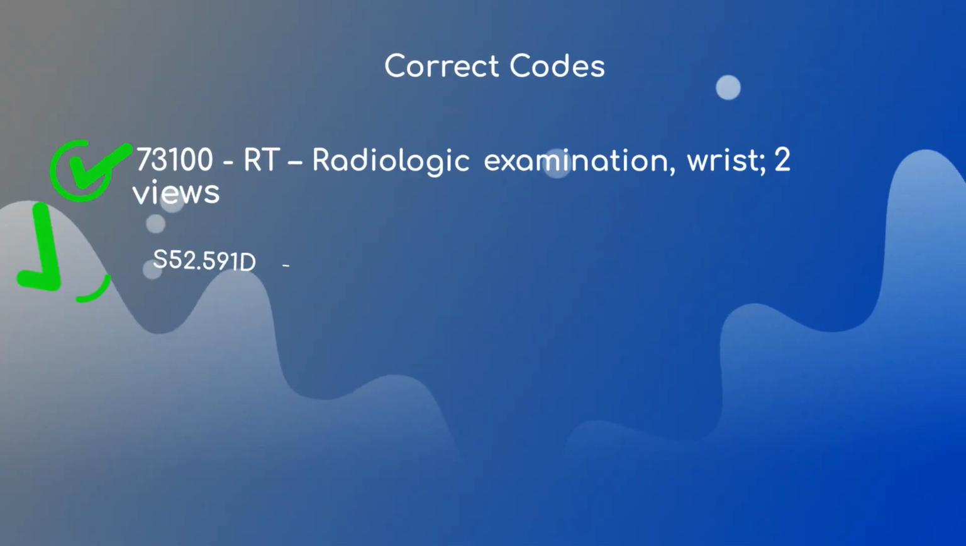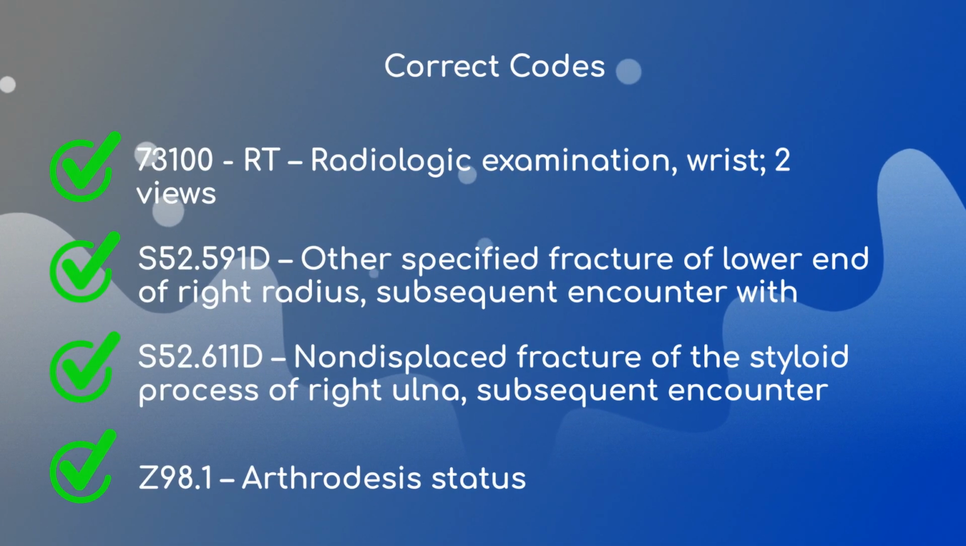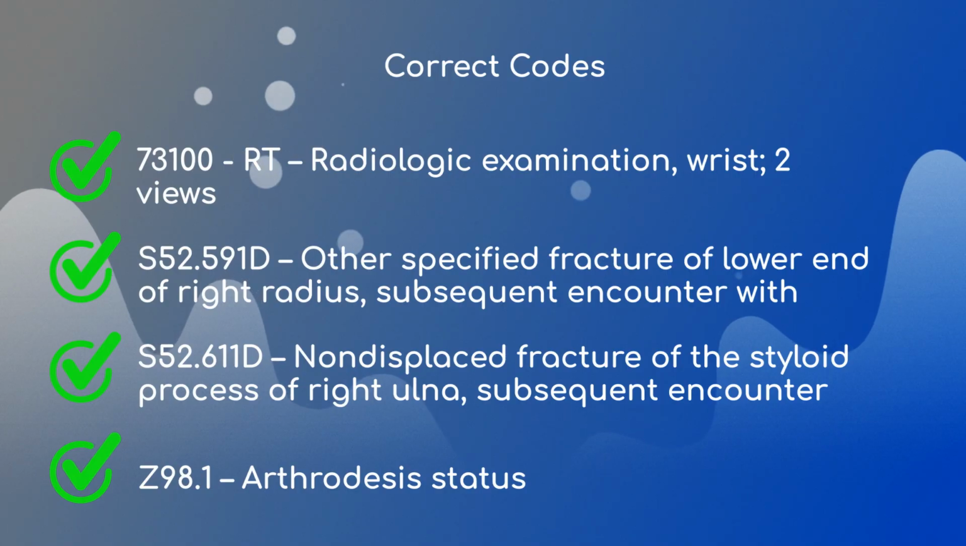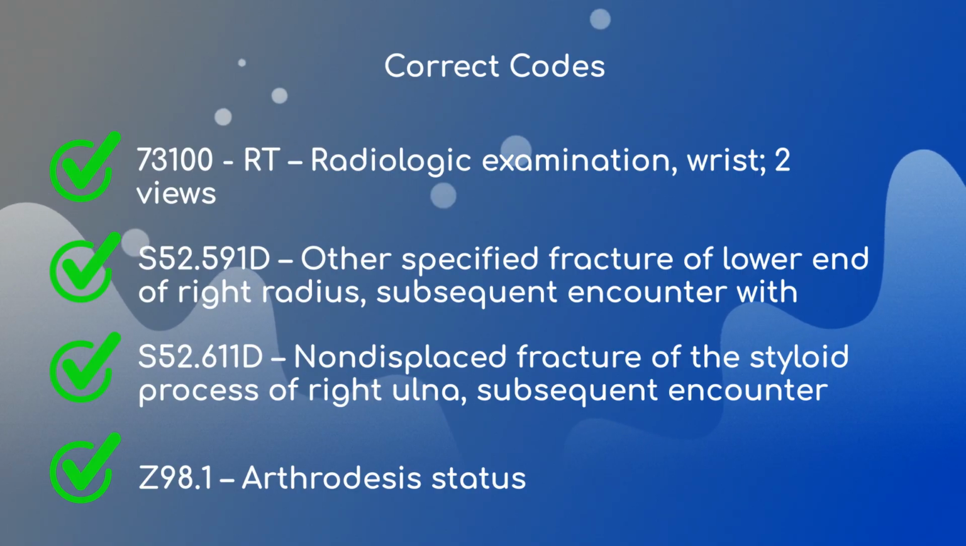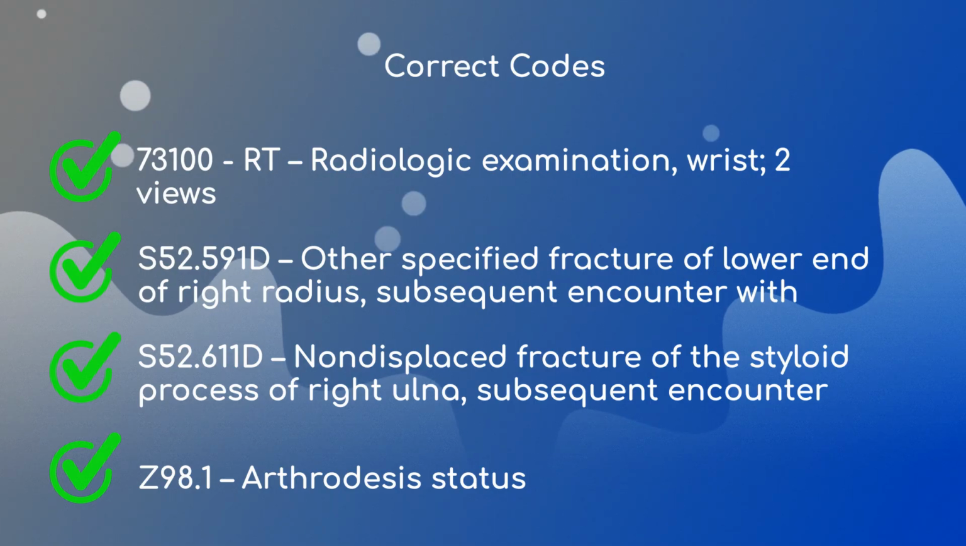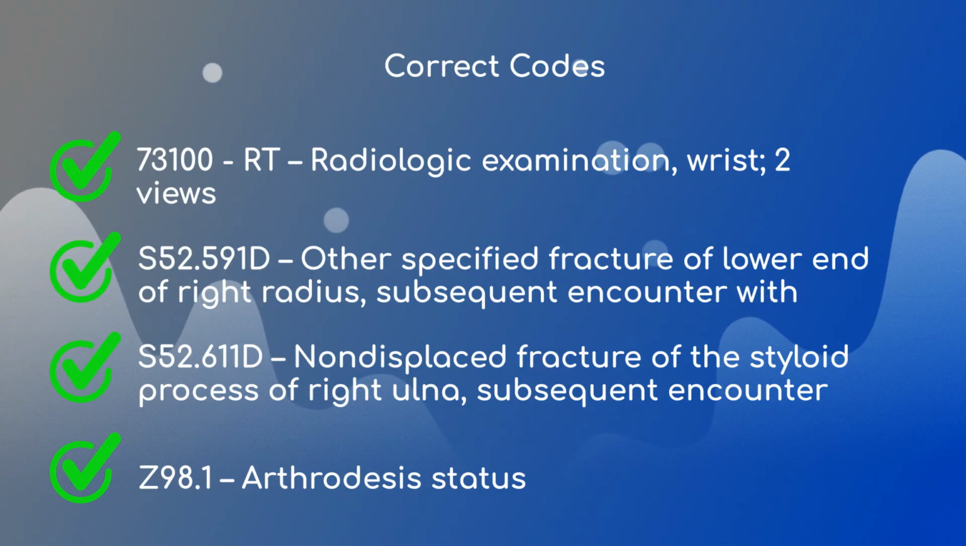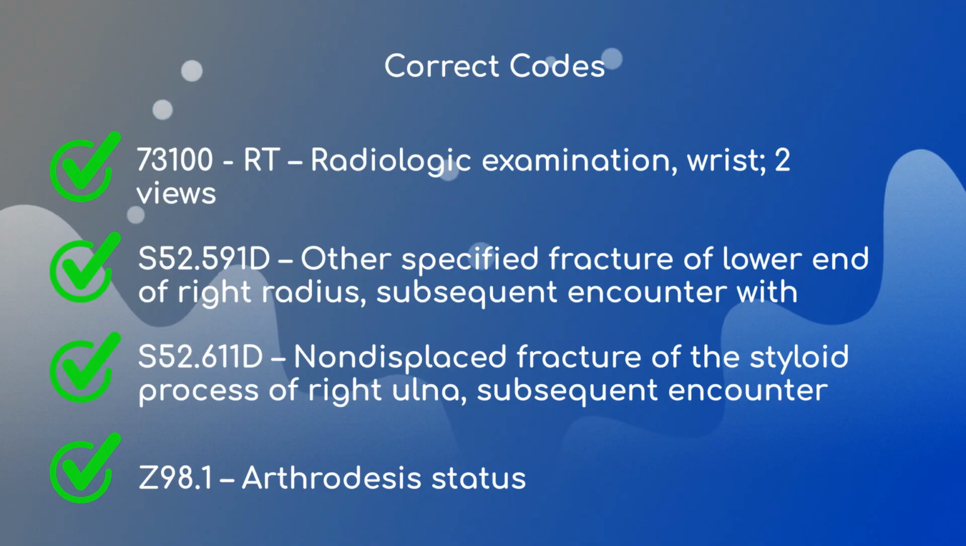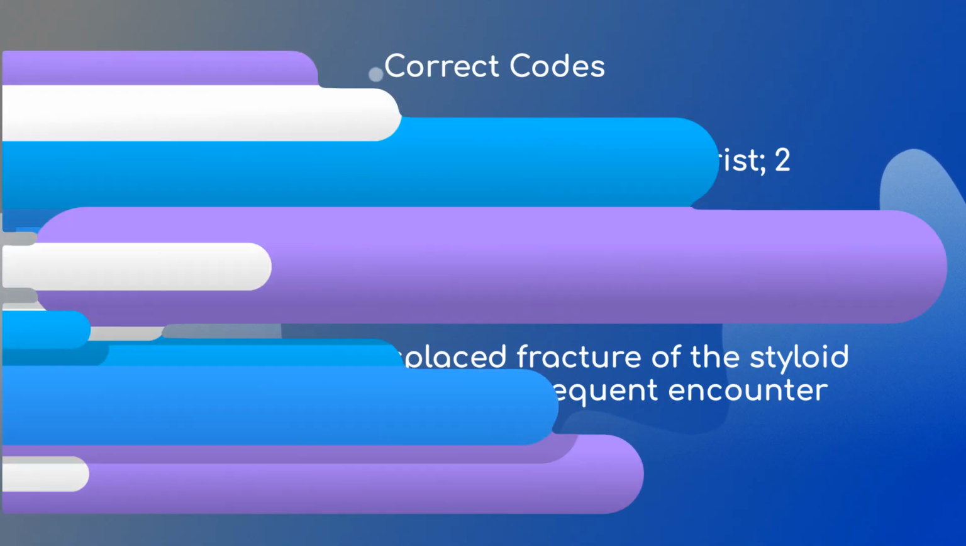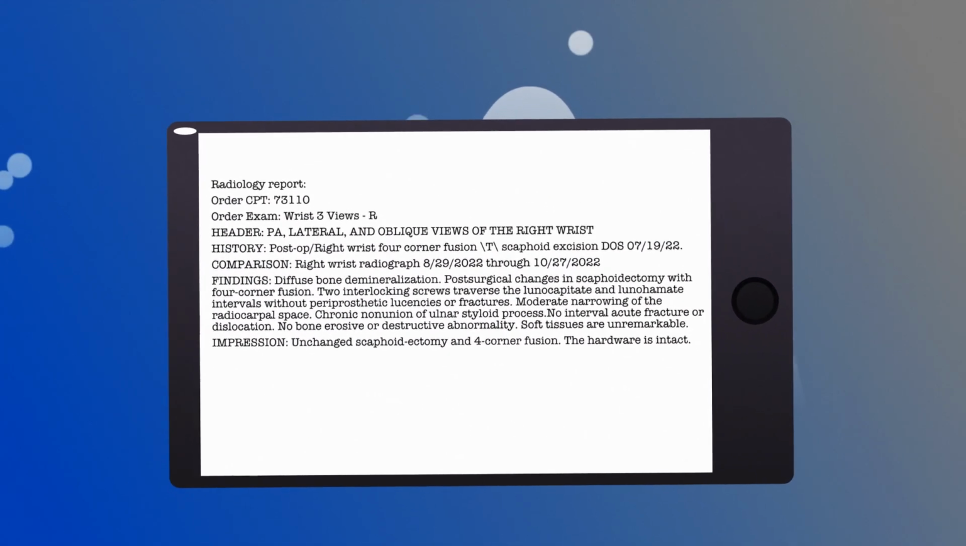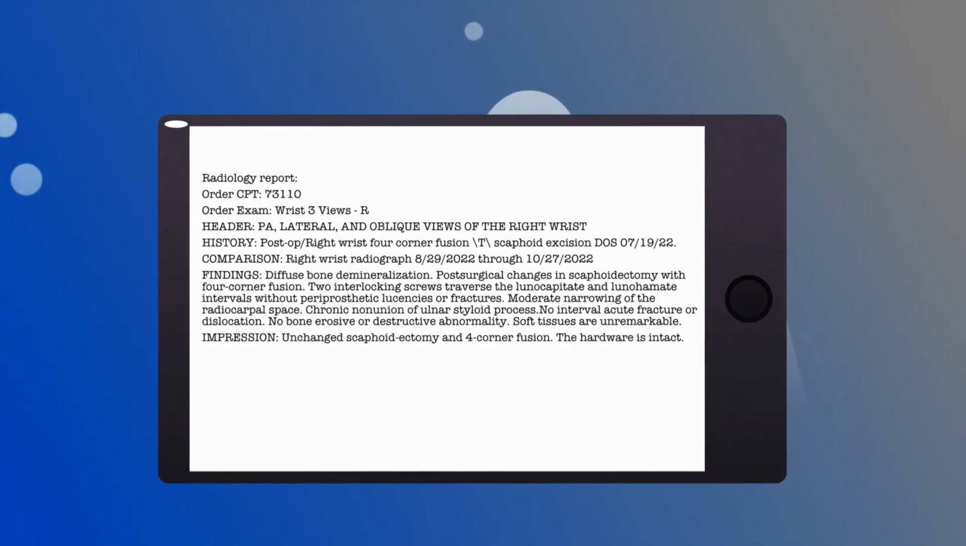Correct codes for this report include CPT 73100, right, radiologic examination wrist, 2 views, and ICD-10 S52.591D, S52.611D, and Z98.1. Report example. Order exam: wrist 3 views, right. Header: PA, lateral, and oblique views of the right wrist. History: post-op right wrist 4-corner fusion with scaphoid excision.